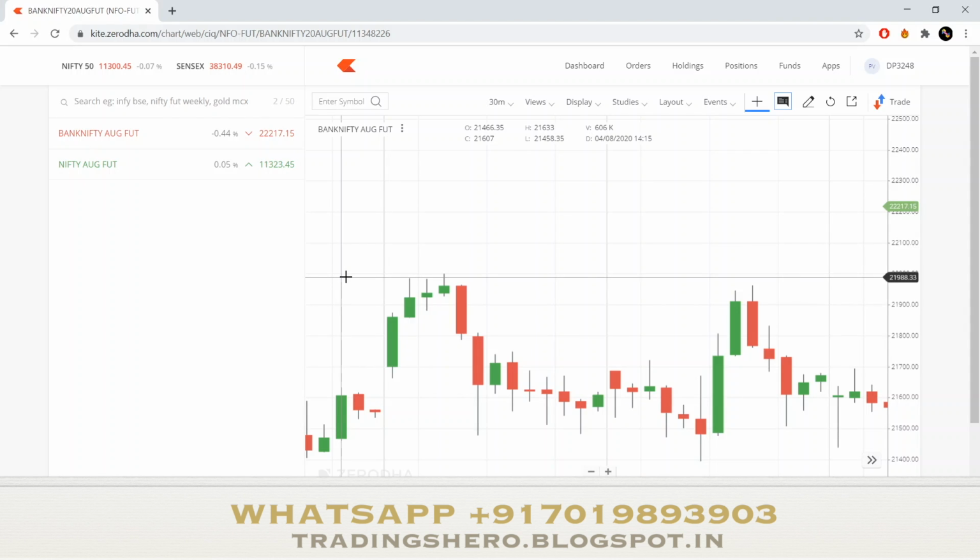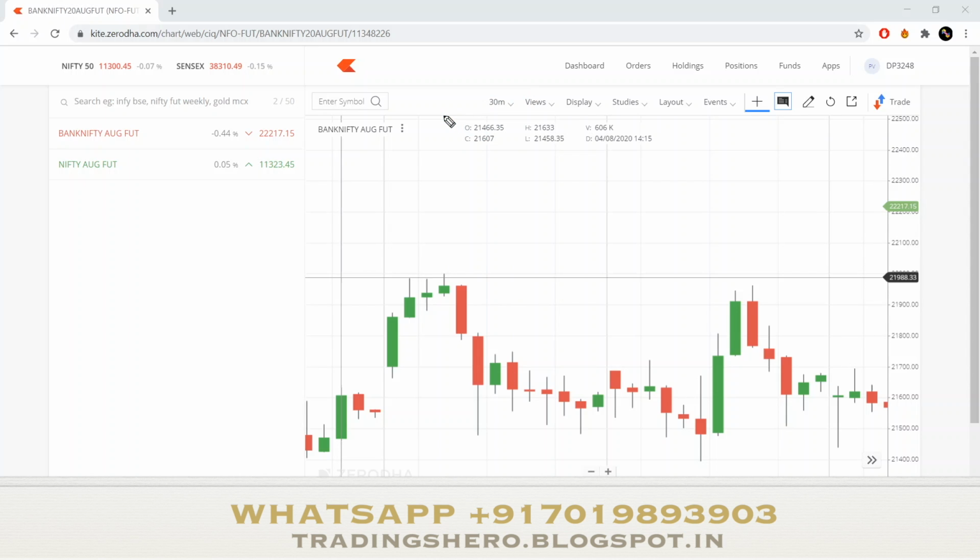So guys, with that being said, now let me talk about the strategy itself. This strategy can be used for Bank Nifty and also Nifty future trading. As I said, there is no need of any indicators, but you have to keep the 30 minutes candle chart. As you can see here, you have to keep the 30 minutes candle chart, which is important.